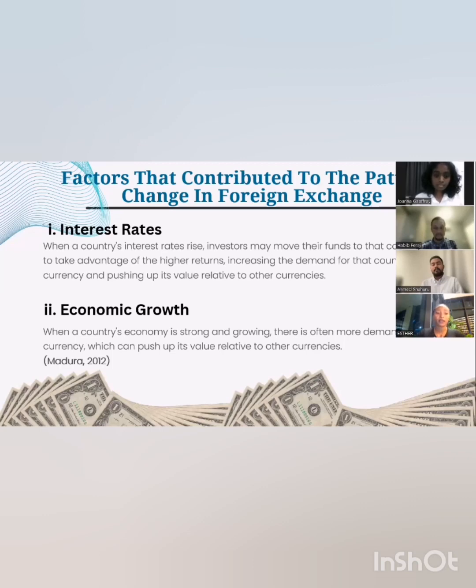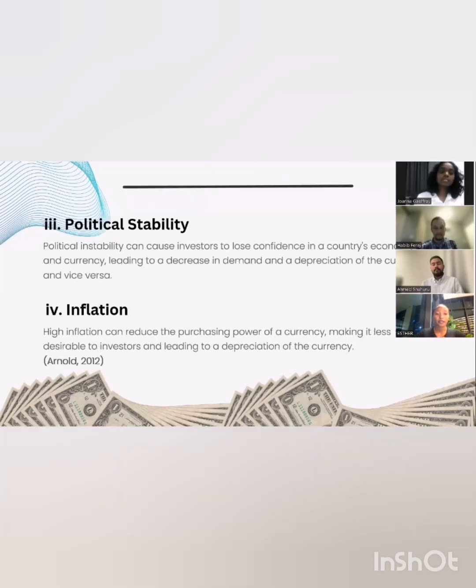Okay, moving forward to the third factor, which is political stability.